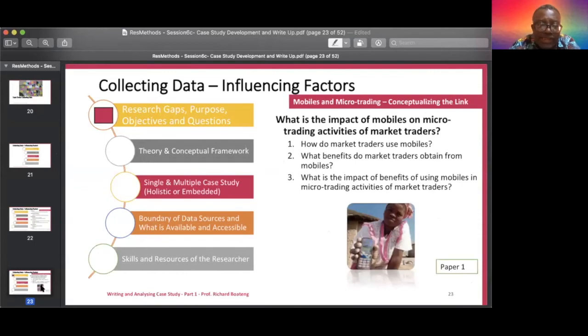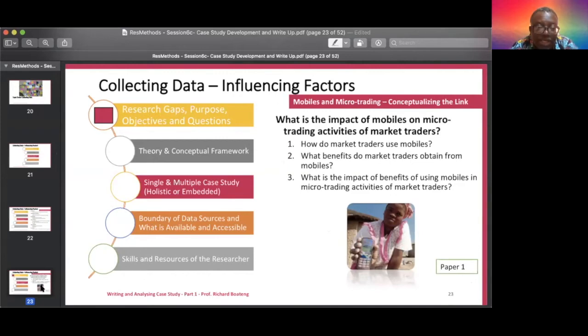So an example: the student is doing a study, this is paper one, the one we're using, on mobiles and micro trading. What is the impact of mobiles on micro trading activities of market traders? And he asks questions: how do market traders use mobiles? What benefits do market traders obtain? What is the impact of the benefits of using mobiles in micro trading activities of market traders?